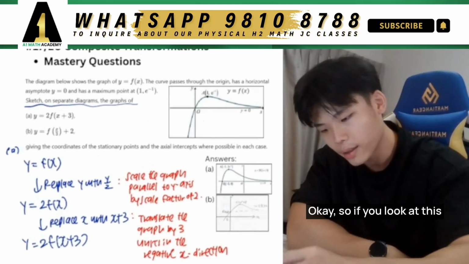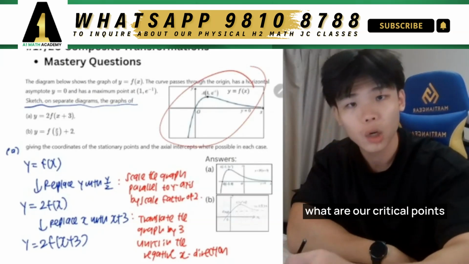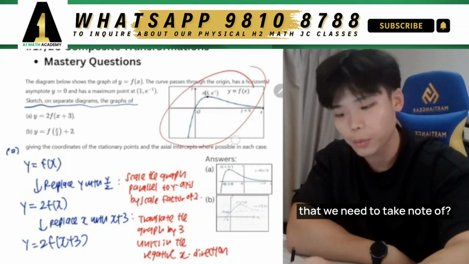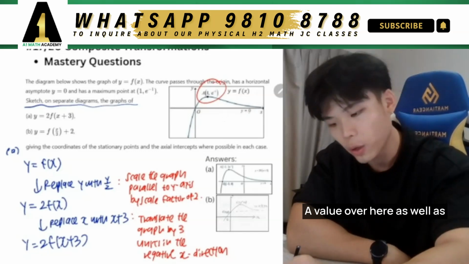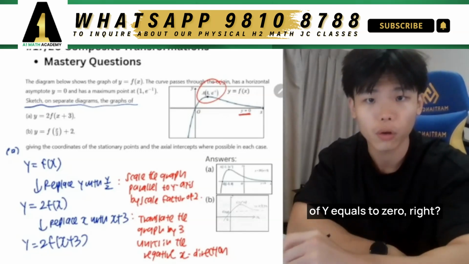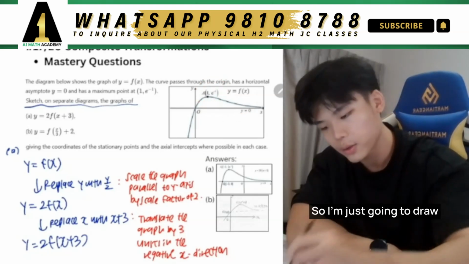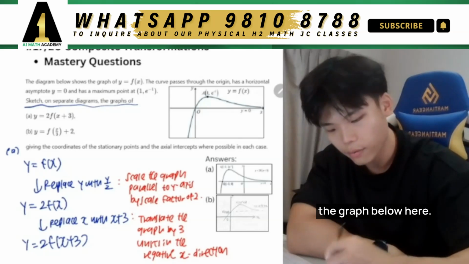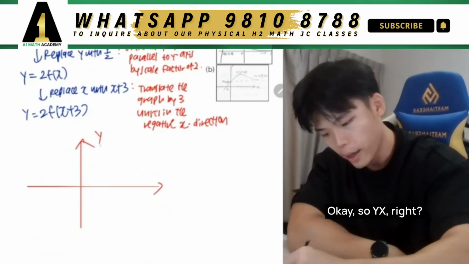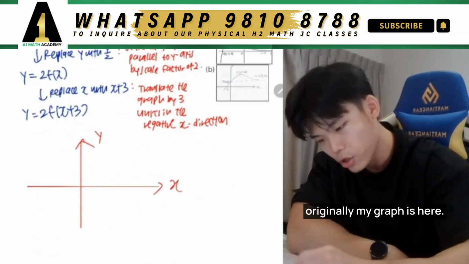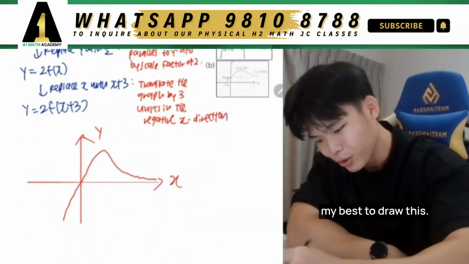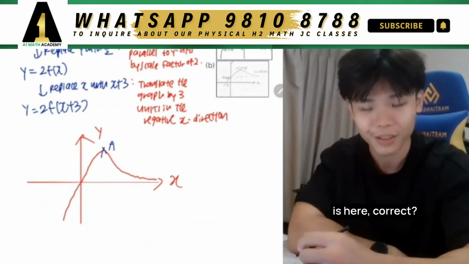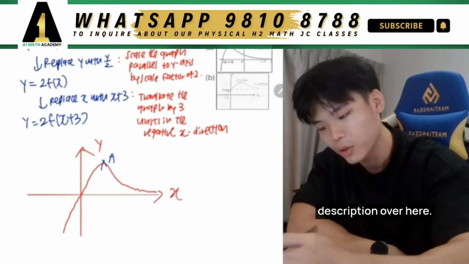Okay, so if we look at this original graph over here, what are the critical points that we need to take note of? We need to take note of the a value over here, as well as the horizontal asymptote of y equals 0. So I'm just going to draw the graph below here. So y against x, and let's say originally my graph is here. I'm just going to try my best to draw this, and originally a is here, correct?